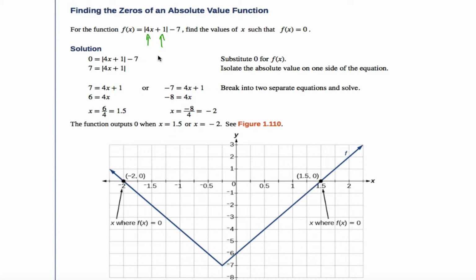So I'll worry about my horizontal transformations first. With my horizontal transformations, I apply the plus 1 first. And what the plus 1 does is I subtract positive 1 from each of my x values. So the vertex used to be here. It moves over to here.